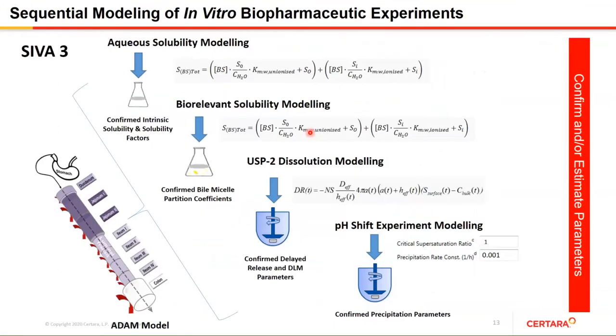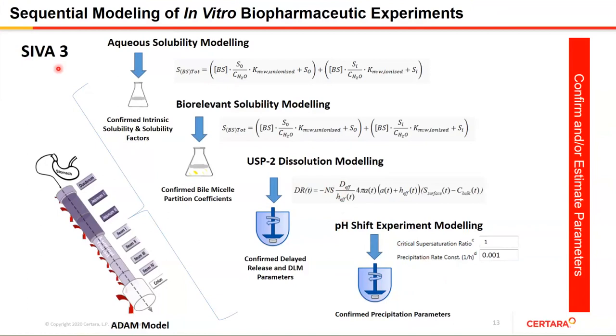Now I'm going to go through the thought process of the sequential modeling of in vitro biopharmaceutics experiments, and how we did the sequential modeling to parameterize the key parameters in the ADAM model. We first started with understanding the aqueous solubility of the molecule. We then moved to understanding the biorelevant solubility. Once we understood the solubility and confirmed some of the factors, we went on to model the dissolution, to understand whether we can predict the dissolution bottom up or whether we are missing something in dissolution. Then we went on to model the pH shift experiments to understand the precipitation and supersaturation behavior of ritonavir.